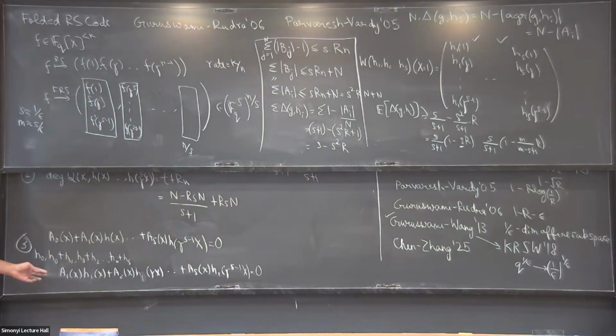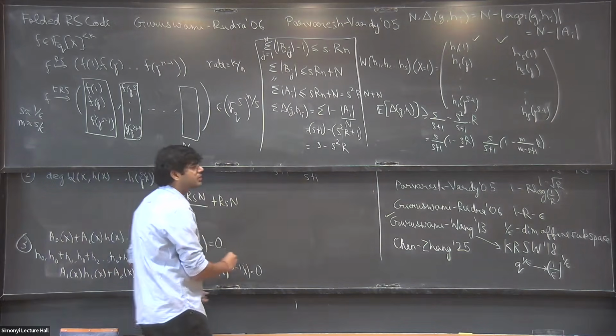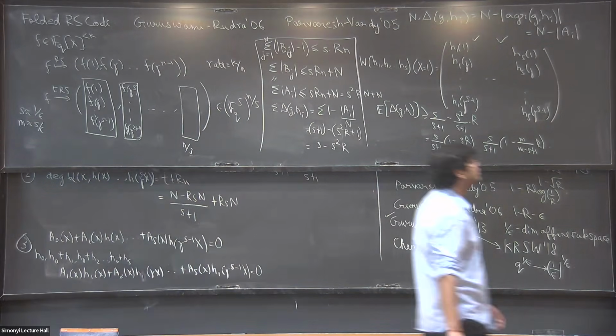Right. And I claim that this already implies that, so this is true for H1, H2 up to HS. This already implies that H1 through HS are linearly dependent. And why is that? Because I have found this linear combination in the polynomial ring. So the Wronskian must have determinant 0. Right? So if we have the Wronskian.